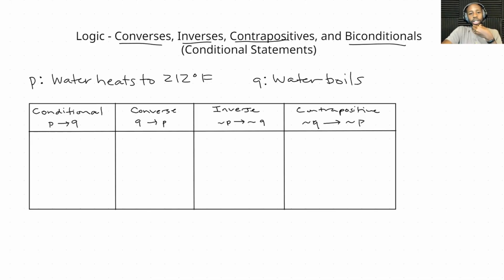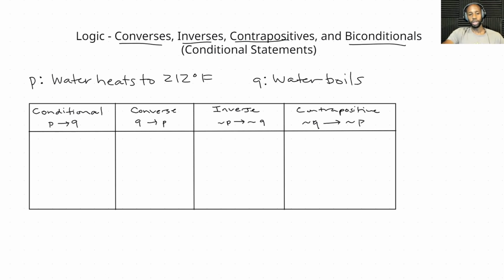Okay, let's continue and go a little deeper with these different variations of conditional statements. If you notice, I've added actual statements for P and for Q. Let's say statement P is that water heats to 212 degrees Fahrenheit. If you remember anything about that, that's the boiling point of water. And Q is that the water boils.